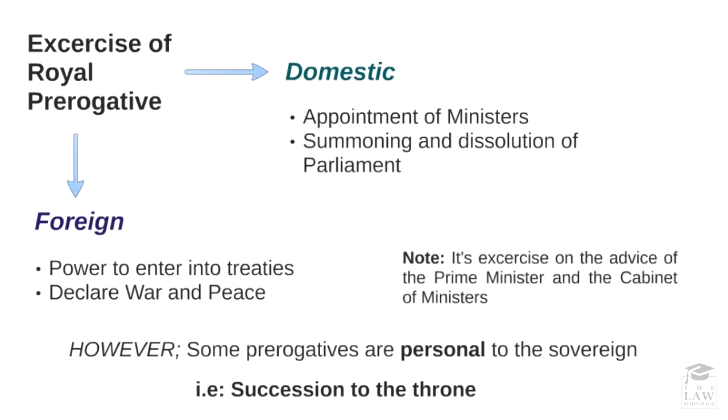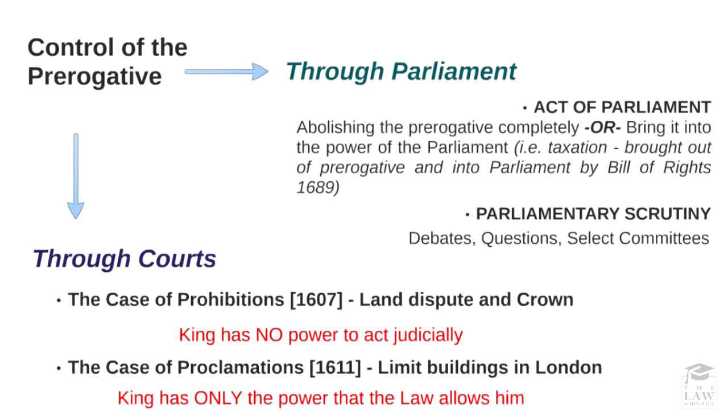Now, it's notable that the exercise of these royal prerogatives are in fact done in accordance with advice from the Prime Minister and the Cabinet of Ministers. However, there are some prerogatives that are personal to the sovereign that do not necessarily affect the country or the state, but rather the monarchy itself. A good example of this is where the prerogative of succession to the throne is activated by the Crown. The Crown, in fact, has sole prerogative authority on who succeeds or who is appointed as the next king or queen of the UK.